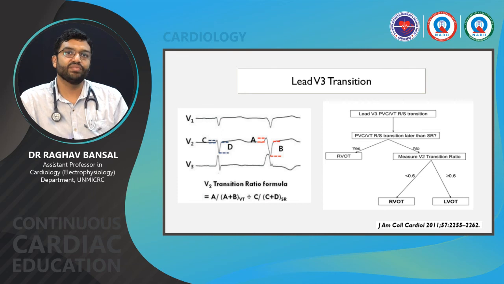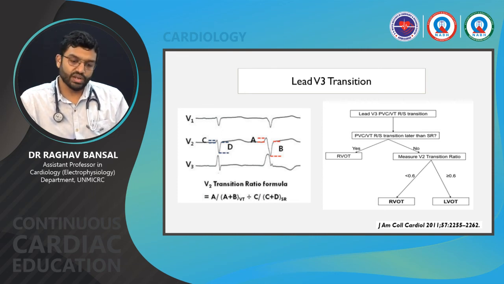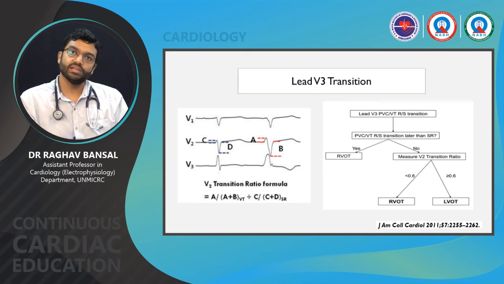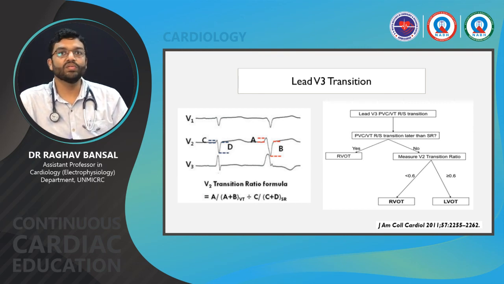So that is how we can differentiate between posterior RVOT and RCC. However, this is not 100% accurate, and sometimes arrhythmias arising from this region need to be mapped on both sides, meaning they need to be mapped in the RVOT region and also in the RCC region to have a precise localization before going for ablation.